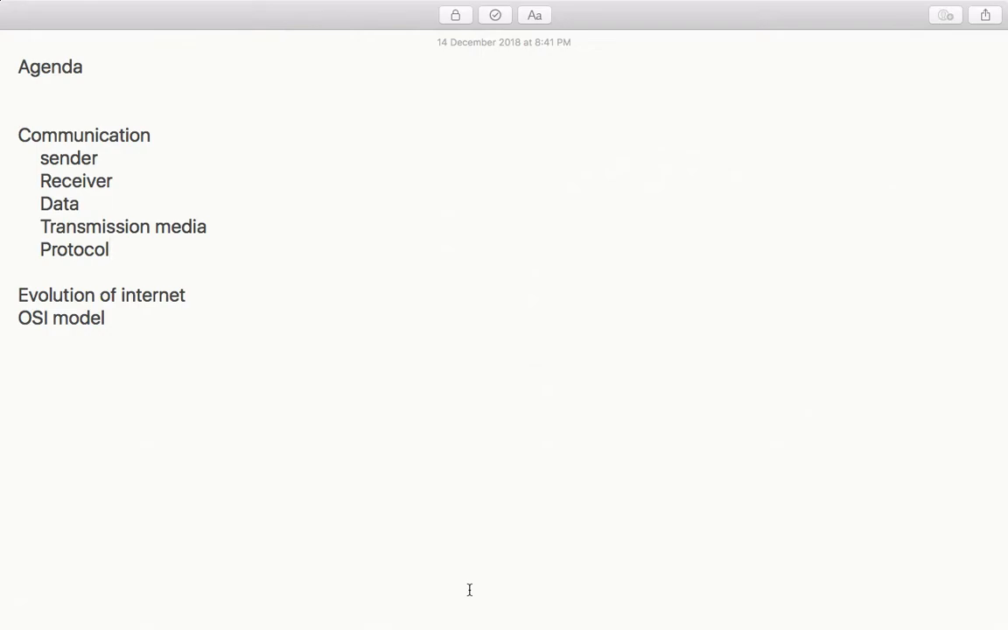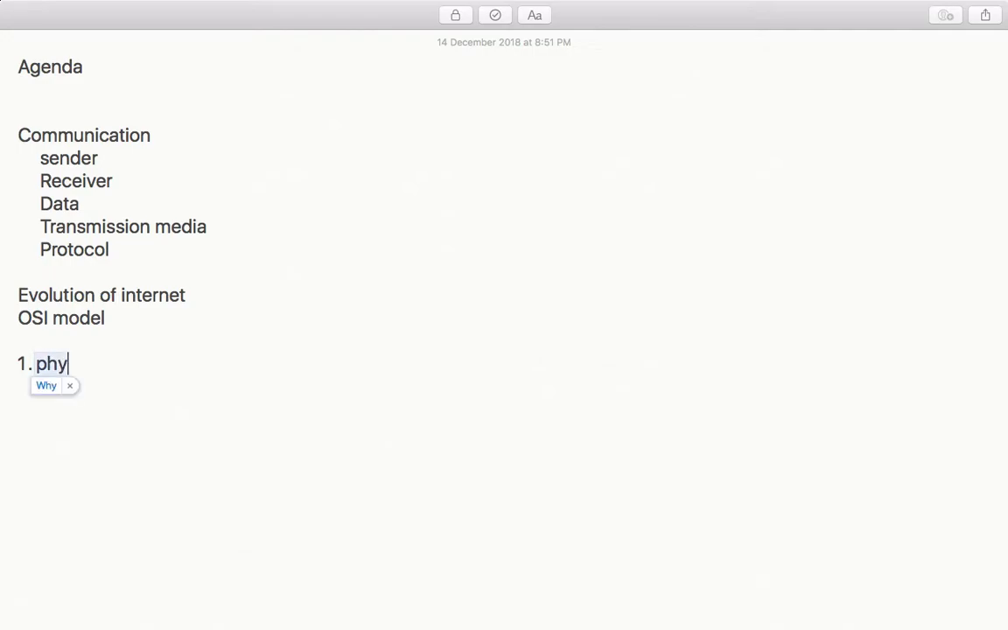So now we'll see what an OSI model is and what the different layers present in it are, what the responsibilities of each individual layer are, and how it helps in having proper communication. Now let's go to the OSI model. In the OSI model, there are a total of 7 layers.